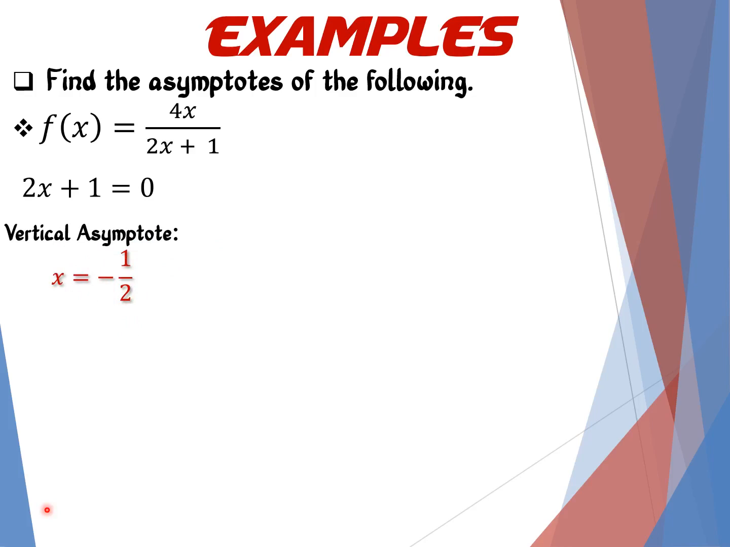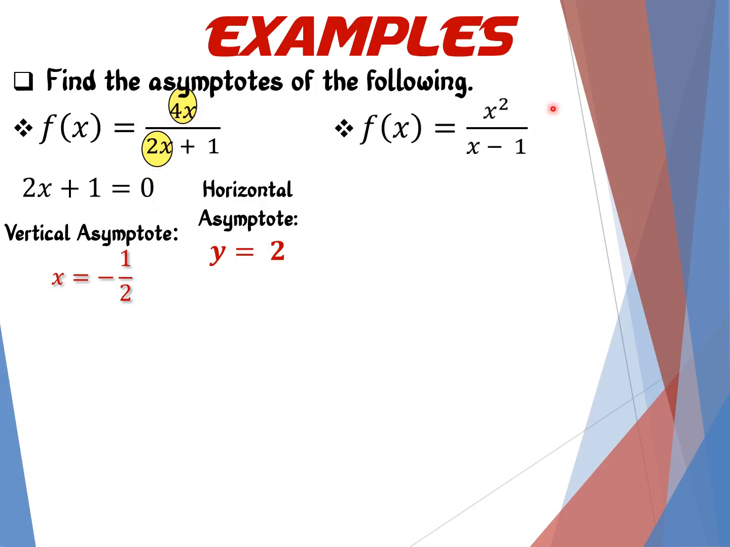Now for the horizontal asymptote, you're going to compare the degree. Here the degree is 1, since you have 4x, and also degree 1 here. So they are the same, and you're going to get the numerical coefficients. You will have 4 and 2, so that will be 4 divided by 2, or a over b. That will be y is equal to 2. So this will be your horizontal asymptote. Compare the degree, or get the numerical coefficients if they have the same degree. I hope that is clear.